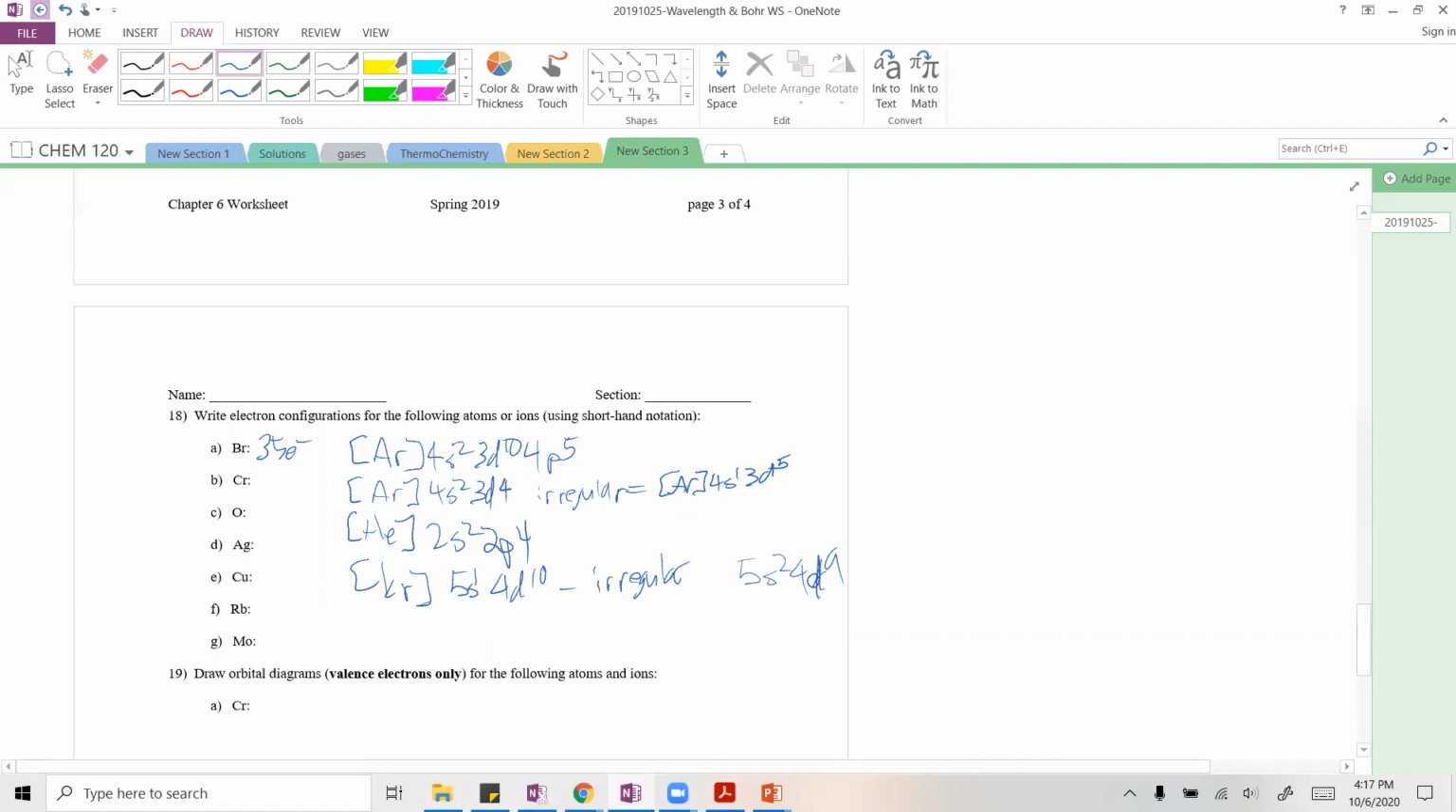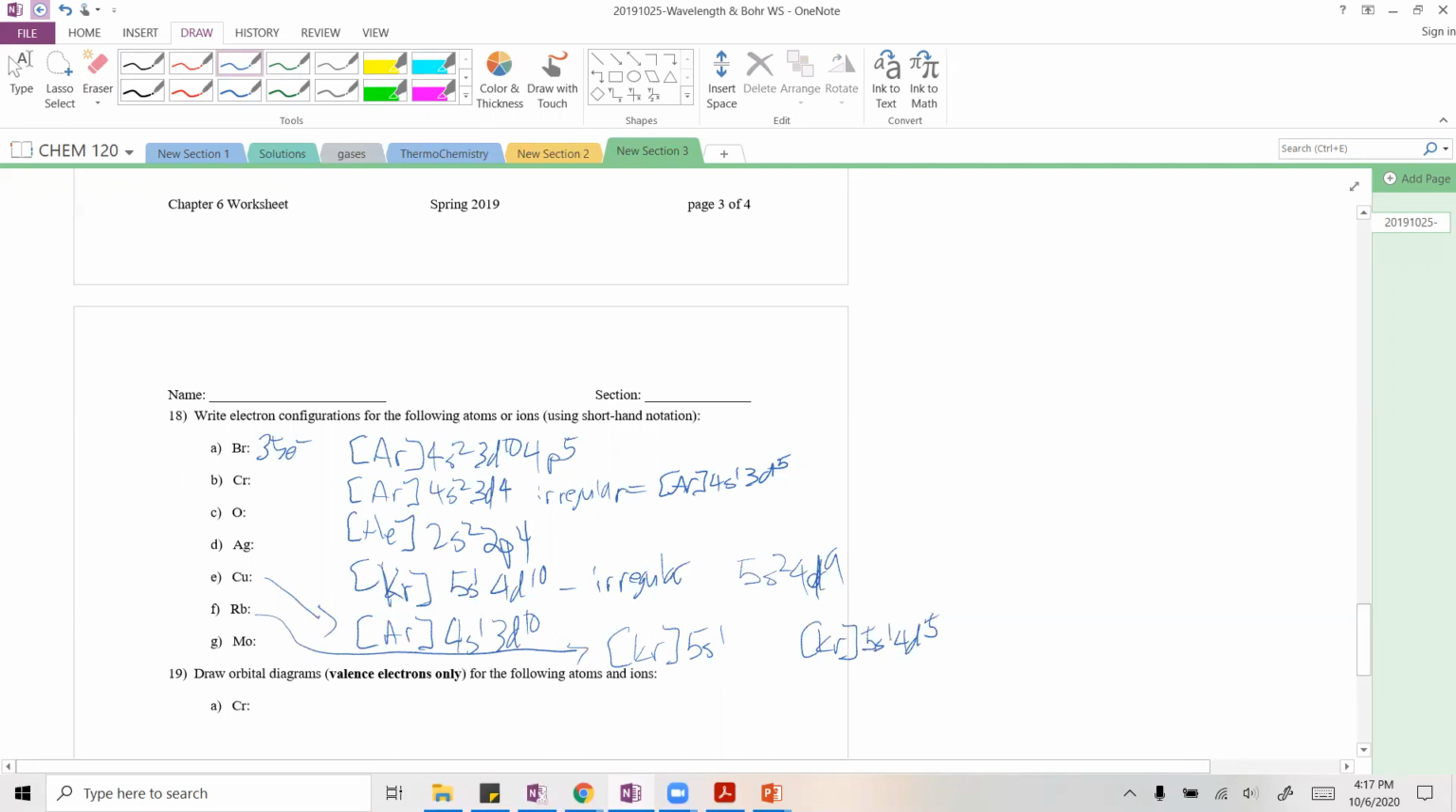Our copper is just like silver, except it's one above it. And so our copper is going to be argon, and then 4s1, 3d10, right? Because it is also an irregular one. Rubidium is going to be krypton with the 5s1, and then molybdenum is going to be krypton 5s1, 4d5.